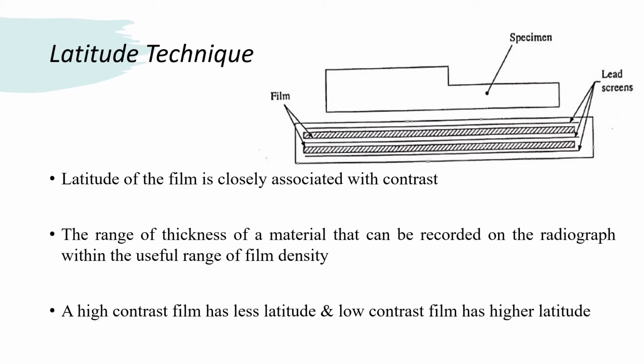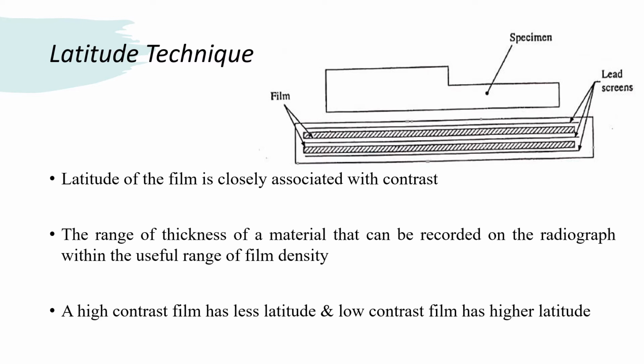Next is the latitude technique. Latitude of a film is closely associated with contrast. It is the range of thickness of a material that can be recorded on the radiograph within the useful range of film density. A high contrast film has less latitude, and conversely a low contrast film has higher latitude.